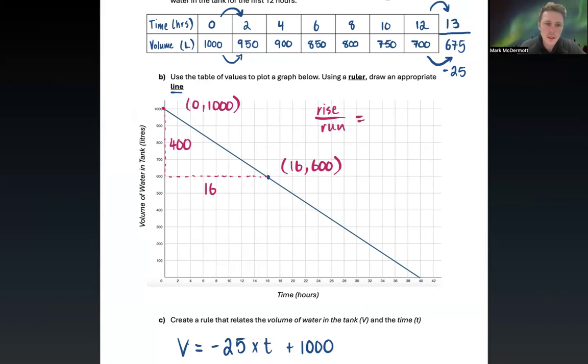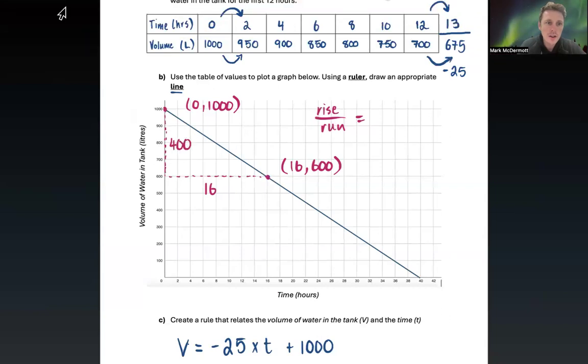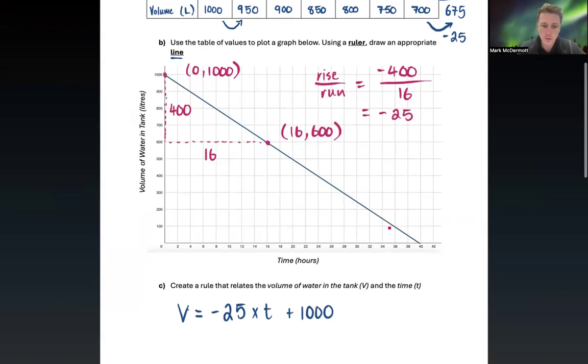Okay, but now with this negative example, we need to be careful. We need to think about where we're starting and where we're finishing. So let's start here and run down this way. So if I go down in this direction, I'm actually going negative 400. Hopefully you would agree with that. So the rise is negative 400 and the run is 16. Okay, 400 divided by 16. You're welcome to work it out, but I can tell you that it's negative 25. Okay, and that should all hopefully come together because we said the gradient earlier was negative 25.